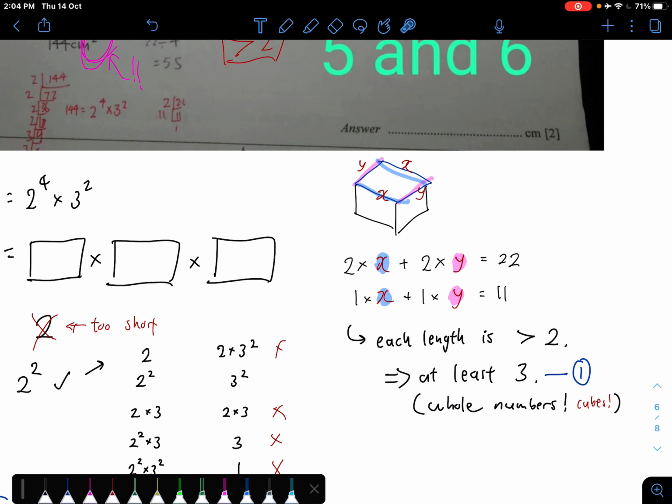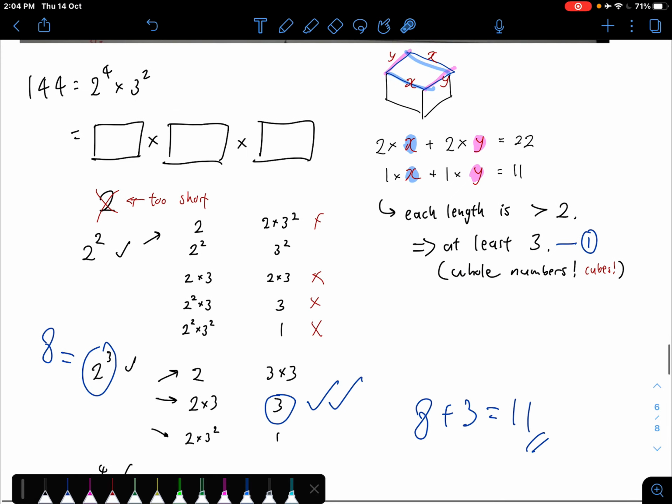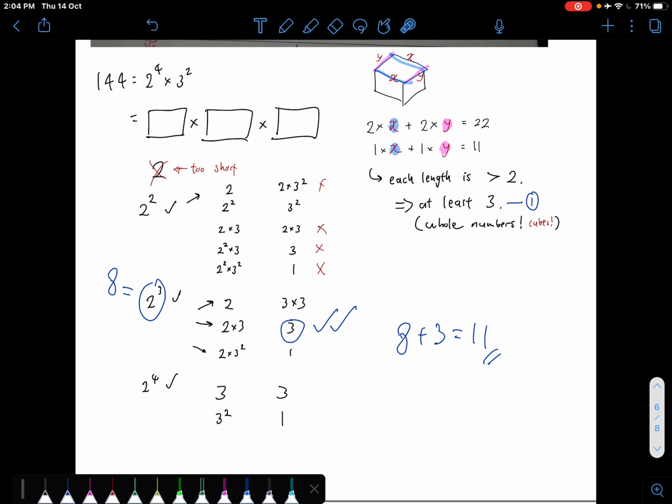So what I did is I proceeded to list out every single possibility where I start off with my 2 power 4 times 3 square. I consider 2 power 1, and then I split into 2 other factors for all the possibilities. I realized 2 power 1 is too small because you need at least 3, so we get rid of that case. Then I consider 2 square. Then I split into every single case, and then I check them one by one. Does it satisfy this condition? No, none of them satisfy this condition.